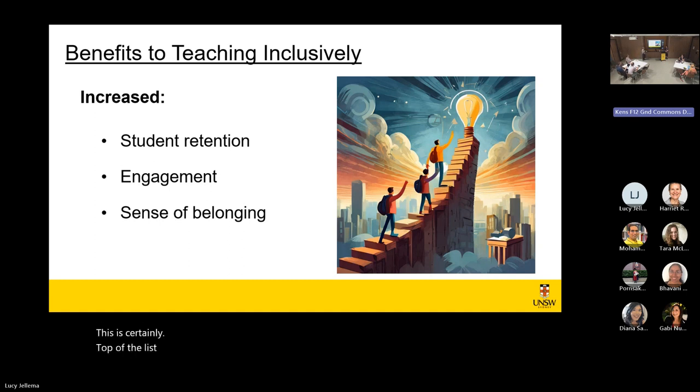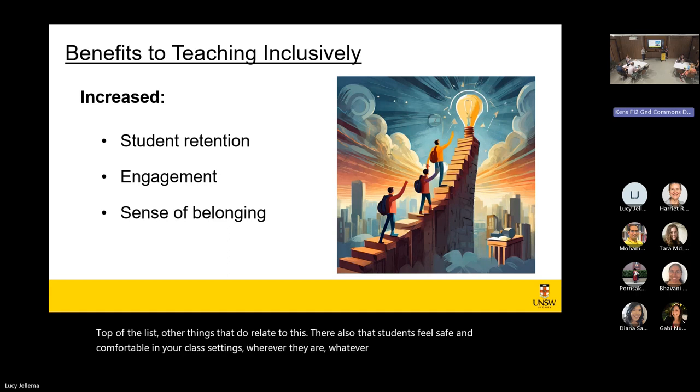These are certainly top of the list. Other things that relate to this are that students feel safe and comfortable in your class settings, wherever they are, whatever they are. So they're happy to ask questions. I've had students say, I feel safe in this class, I'm happy to ask questions. It also means that often students grow in interest for the topic. Slices of tissue and cells are not always everybody's favourite thing, but sometimes students grow in their appreciation of the topic if they feel engaged and part of the learning. I think that's also really important.